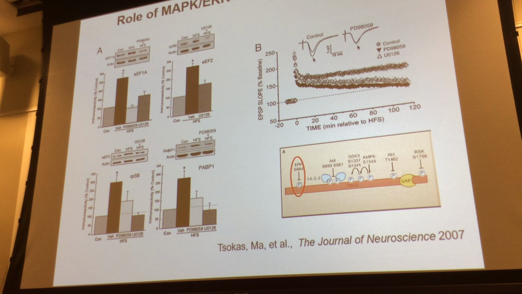Now I just want to highlight a few experiments here. So, for example, this is HFS against the representation. If you give HFS, you're going to have upregulation of mTOR, here estimated by the elongation factor or the ribosomal protein. Now, if you apply PD or U0126, which are both ERK inhibitors, you block the mTOR signaling. That is consistent with what I just said, that ERK is a positive regulator of mTOR.